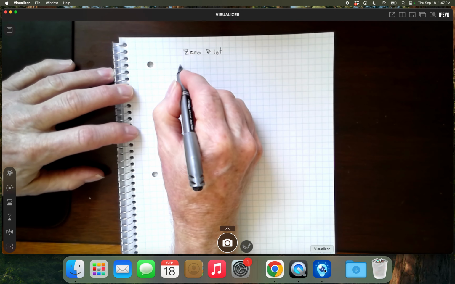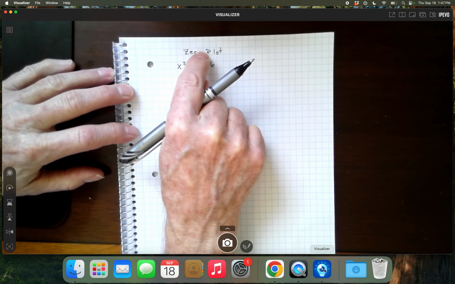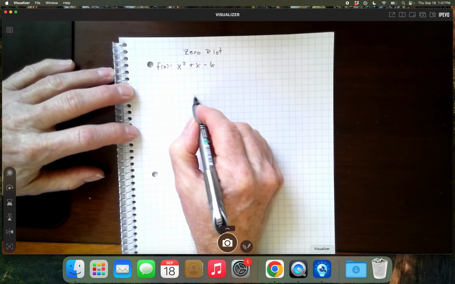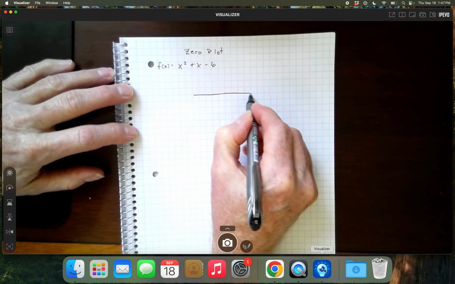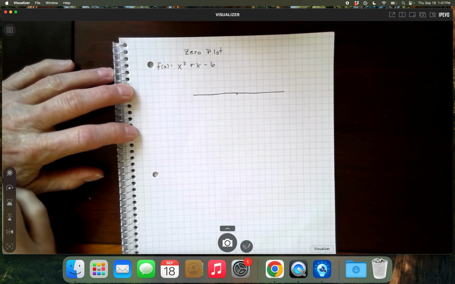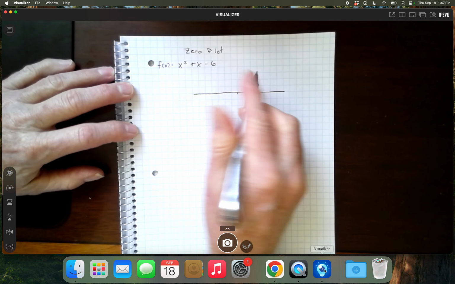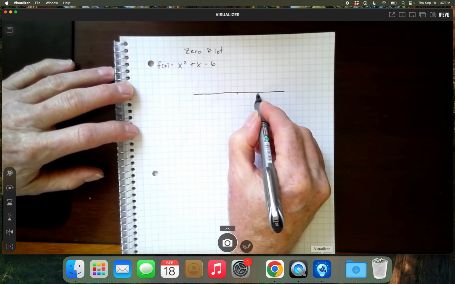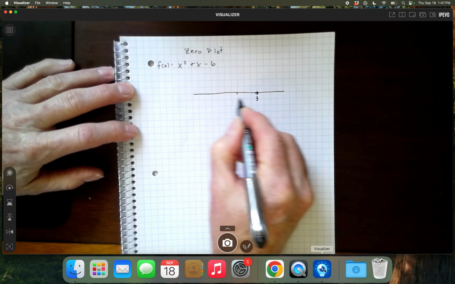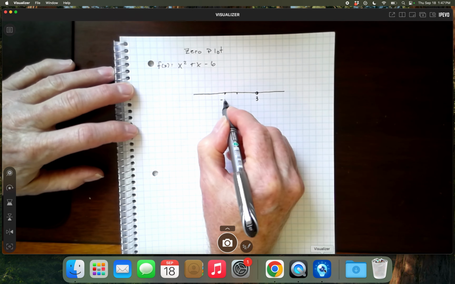Now a zero plot, I'm going to use the function x squared plus x minus 6, and I'm going to construct a zero plot for this. A zero plot is the following. You draw the real number line, right? And then you plot the zeros. Now the zeros were 3 and negative 2. So I'm going to come over here, 1, 2, 3. There it is. There's my 3, 0. Put a little 0 there. And negative 2. Minus 1, minus 2. There it is.